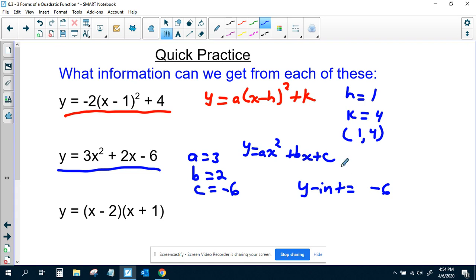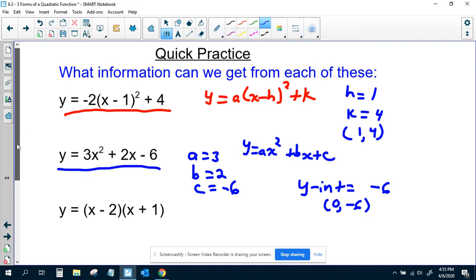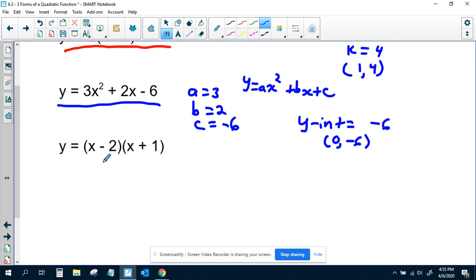But we don't want to just write -6. We also want to use a coordinate pair. So the y-intercept we would write as (0, -6). All right, and then the last one. This is in factored form. Factored form is going to generate for us the x-intercepts.